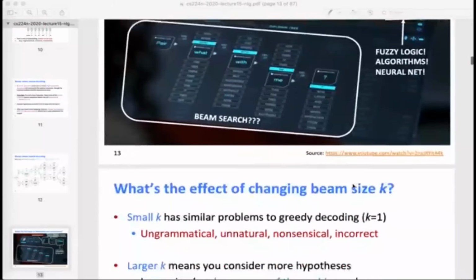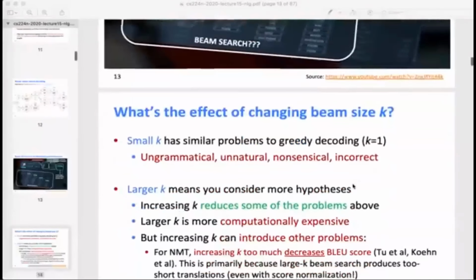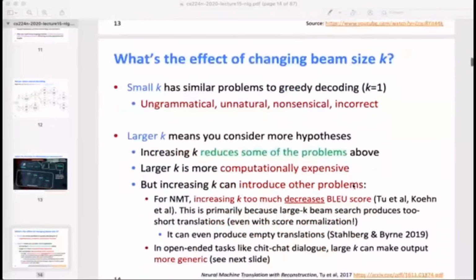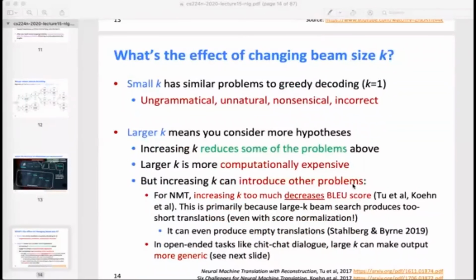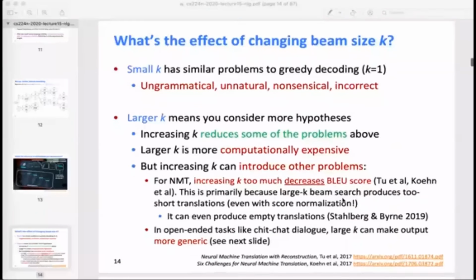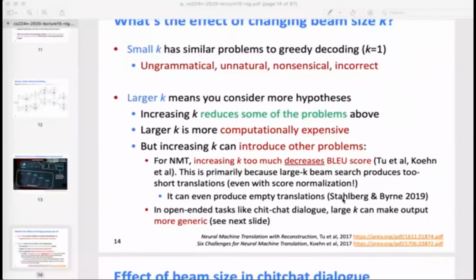Yeah. And then let's take a look at what's the effect of changing beam size k. So basically, if you have a smaller k, you have similar problems to greedy decoding. If you have k equals 1, it's just basically greedy decoding. So you have problems of your results being ungrammatical, unnatural, and incorrect. And when you have a larger k, it means that you consider more hypotheses. So basically, increasing k reduces some of the greedy decoding problems above, but it's also more computationally expensive, and it also introduces other problems.